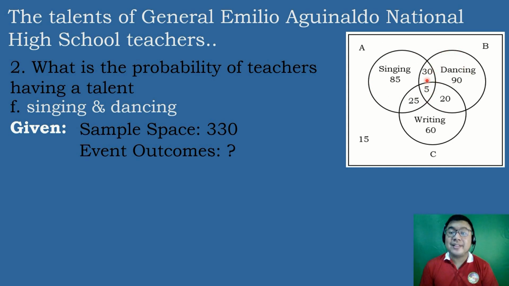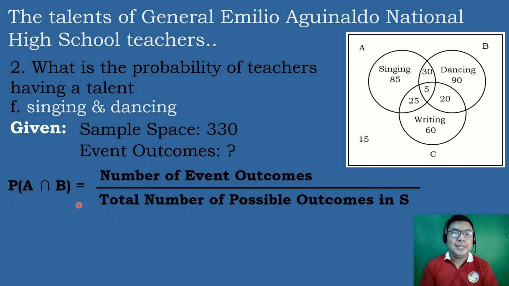And we will get the portion wherein circle A and circle B overlaps with each other, and we will add the numbers within it. So we will add 30 plus 5, and that is the event outcomes. We will be using the formula of simple probability, number of event outcomes all over the total number of outcomes in the sample space. We will be substituting the corresponding value.